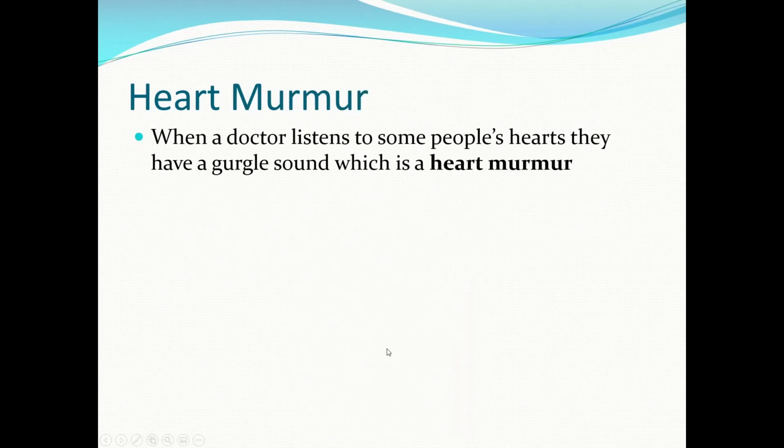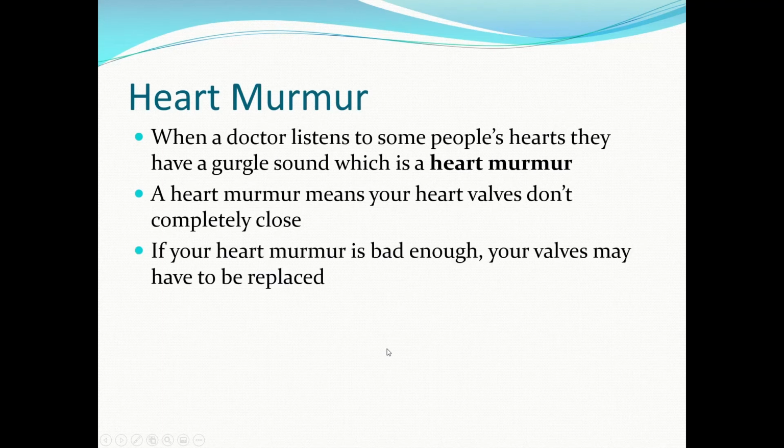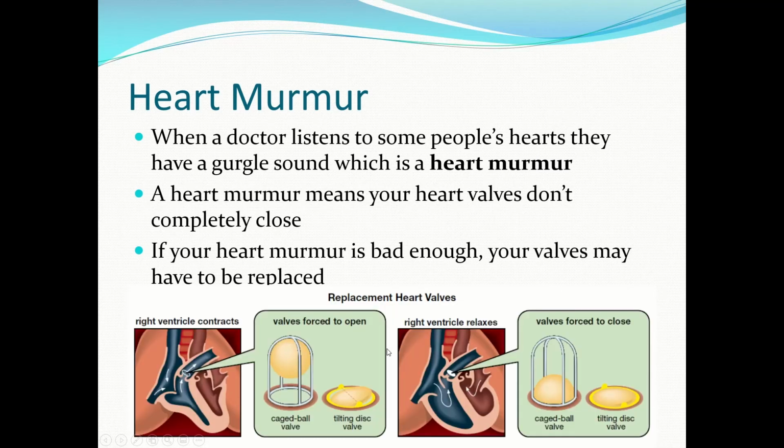So when a doctor listens to someone's heart and they hear a gurgle sound, that's called a heart murmur. A heart murmur is when your heart valve doesn't close properly. If your heart murmur is bad enough, your valves may have to be replaced. There are a couple of different types of replacement valves: one is a tilted disc and one is a caged ball, right?